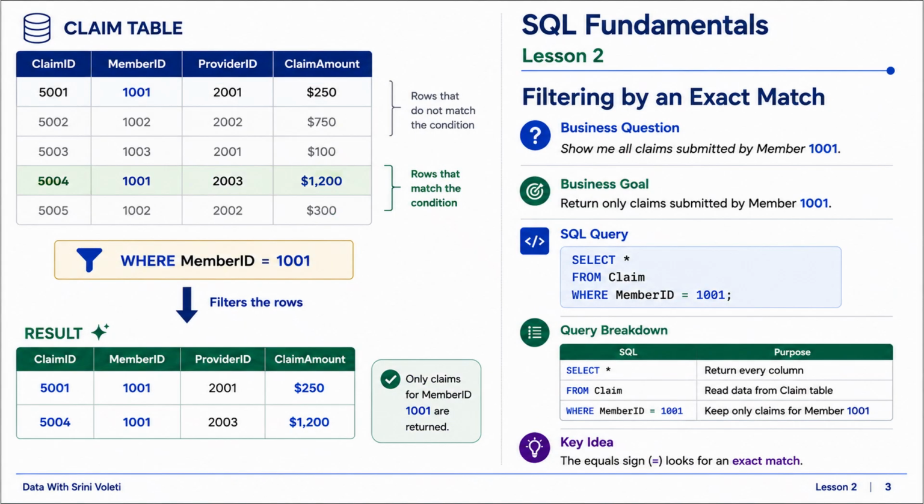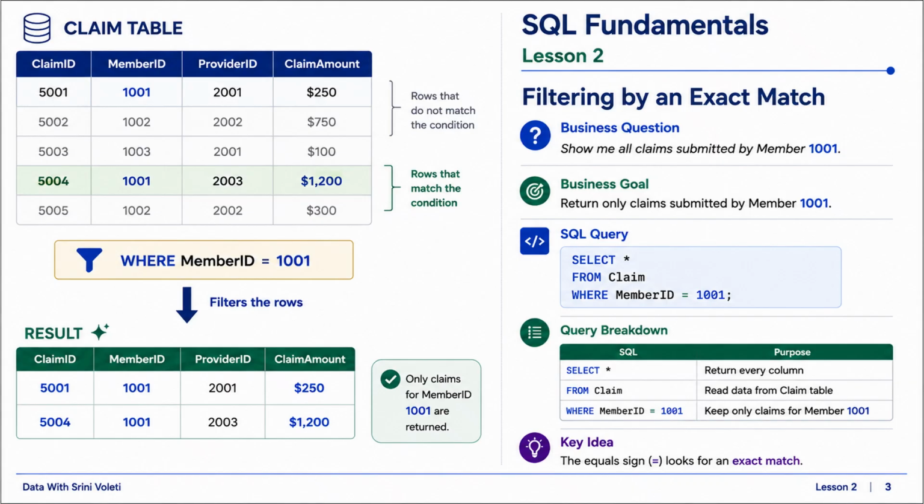Now that we understand what the where clause does, let us solve our first real business problem. Imagine your manager walks over and says, I need to see every claim submitted by member 1001. This is a very common type of request. Instead of looking at every claim in the database, they only want to see the claims for one specific member.